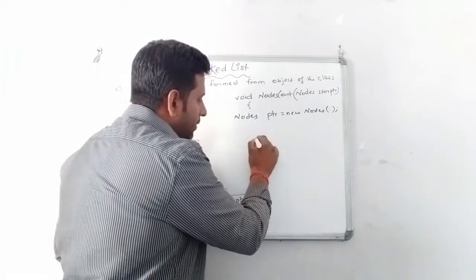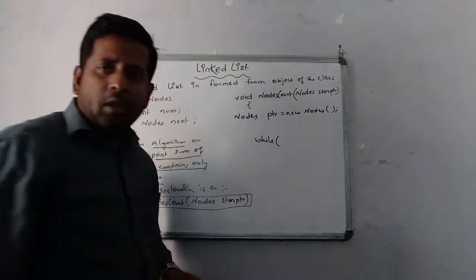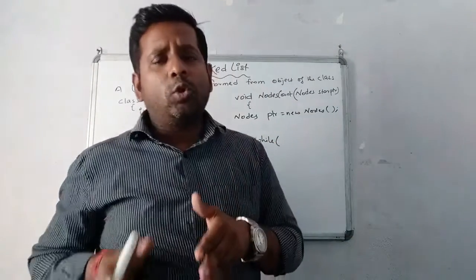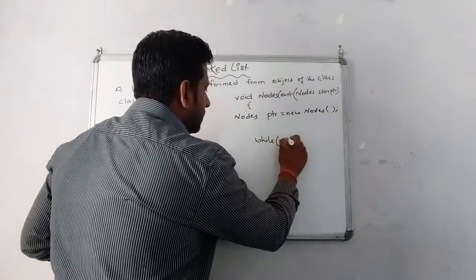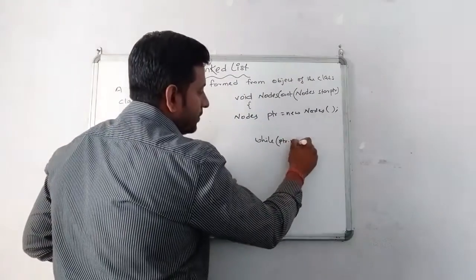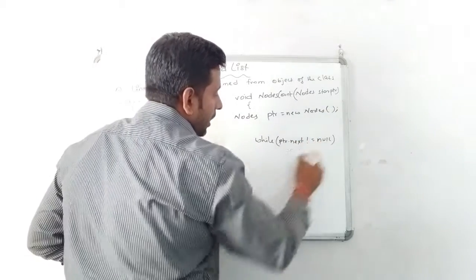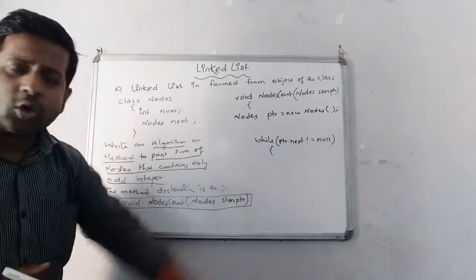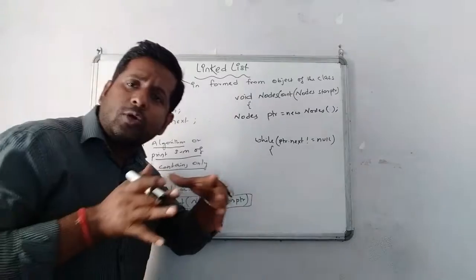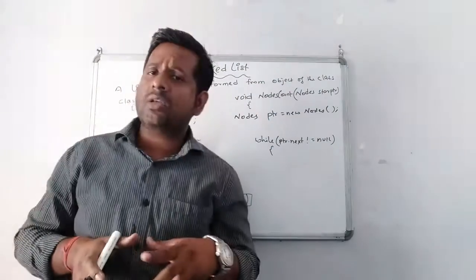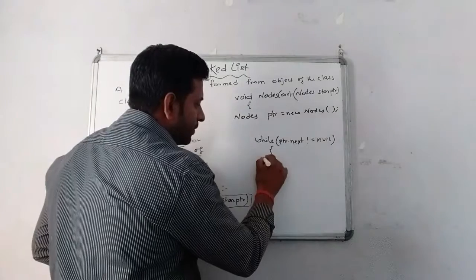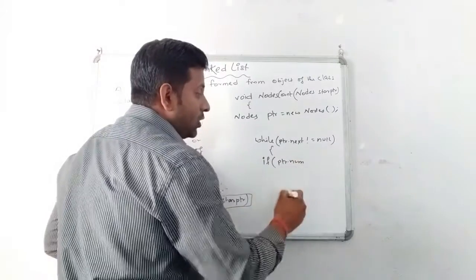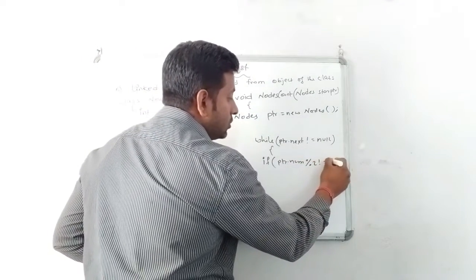So we write a while loop. In the while, it will go till the link is not equal to null. That means ptr dot next is not equal to null. This is a fixed loop. Always we have to give this loop. Now we are going to check whether this number is odd or not. So for that, if ptr dot num modulus 2 not equal to 0, for odd.